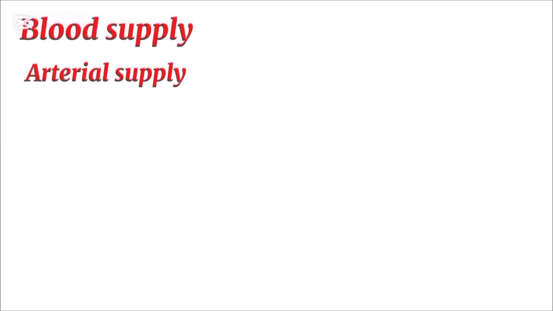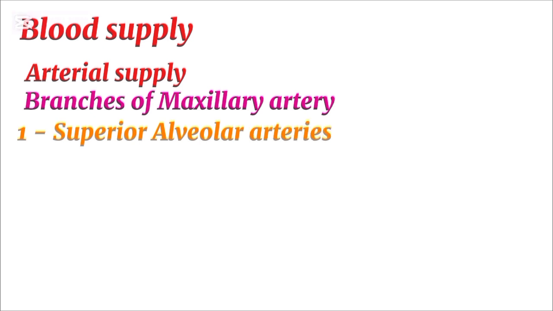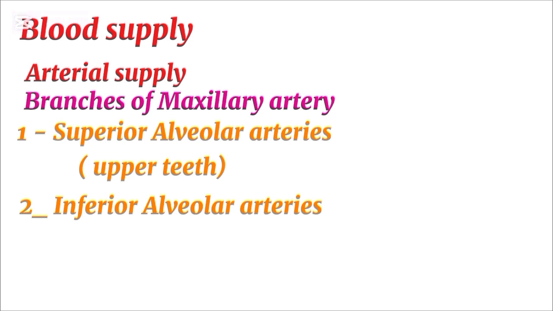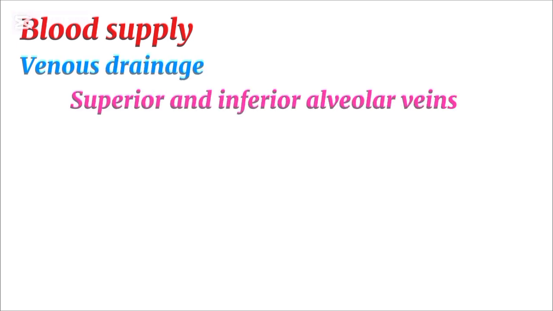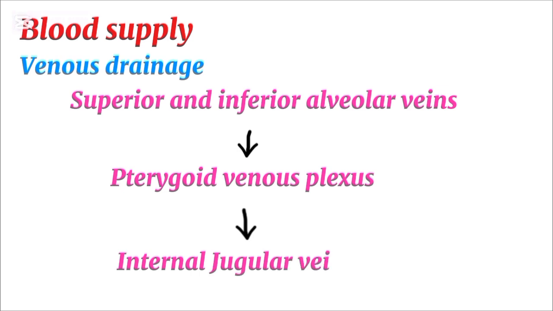Arterial supply is by branches of maxillary arteries, and these branches are superior alveolar arteries that supply the upper teeth and inferior alveolar artery that supply the lower teeth. Venous drainage is by superior and inferior alveolar veins that drain into the pterygoid plexus and ultimately into the internal jugular vein.